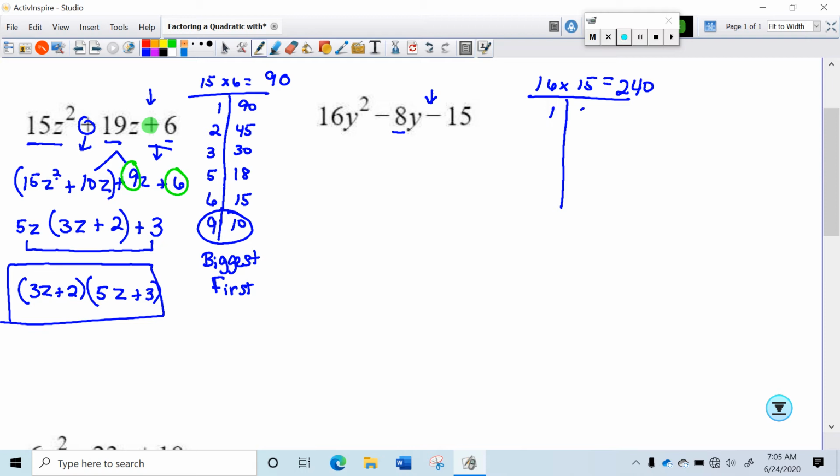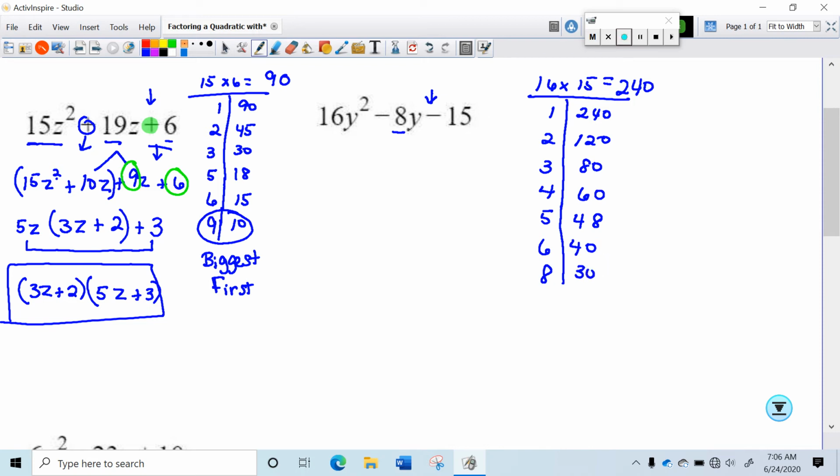So 240 divided by 1 is 240. 240 divided by 2 is 120. 240 divided by 3 is 80. 240 divided by 4 is 60. 240 divided by 5 is 48. We need to subtract to get 8. We're still not there. 240 divided by 6 is 40. 240 divided by 7 does not work. 240 divided by 8 is 30.